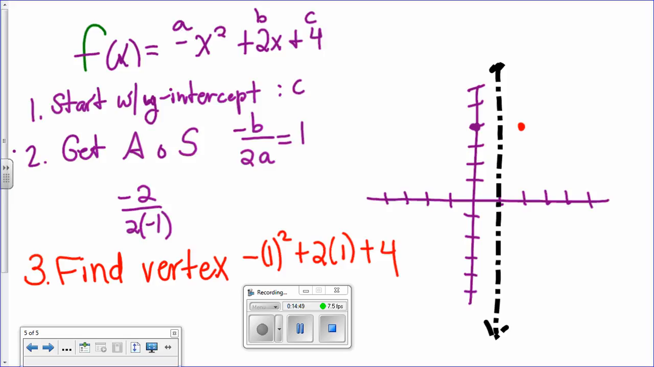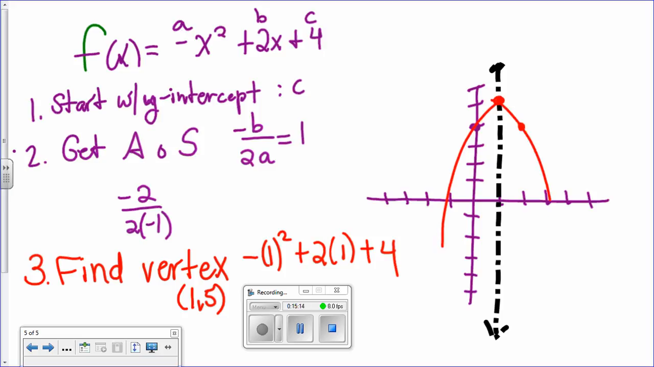You can put that in your calculator just like that, just like it looks. I'm going to get negative 1 plus 2 is 1.5. Oh yeah, because the negative is outside. Yep. So it's at 1, 5. So it's just one more up.